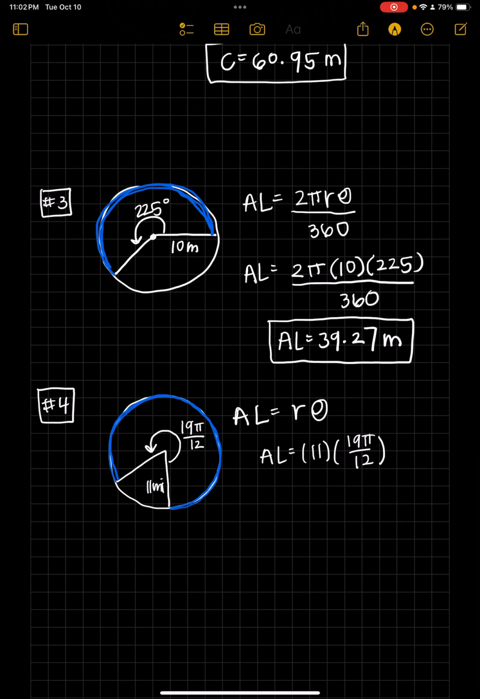All right, and now all we have to do is plug that in. So I'm going to do 11 times 19 pi divided by 12. And I end up with the arc length is equal to 54.72. Because the radius is measured in miles, the arc length also has to be measured in miles. So my answer is 54.72 miles. And there we have it. This is how we find the circumference or perimeter of a circle, as well as the arc length.